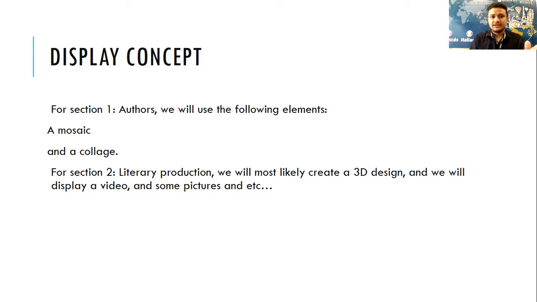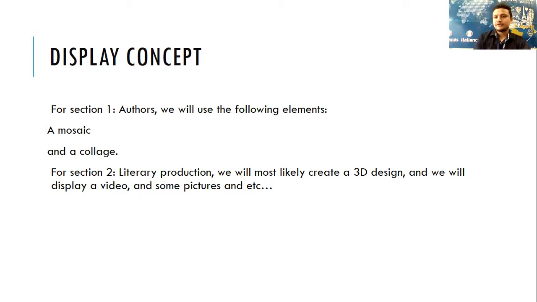What I want you to do, in the display concept section of the exhibition outline that you need to deliver this week, is something like this. I want you to write it and type it and say, for section 1, authors, for example, we will use the following elements: a mosaic and a collage, for example. For section number 2, which is about literary production, in my example, all right? This is not the way it has to be for you, right? I'm just giving you an example. I am developing the whole idea and the proposal based on my example.